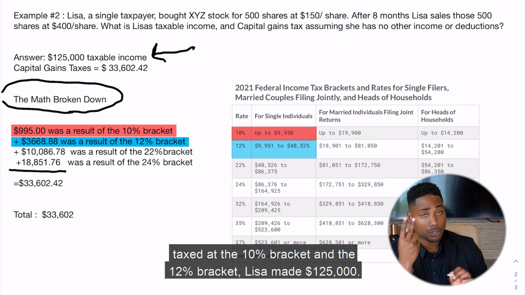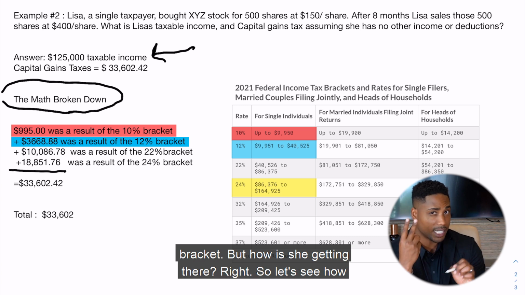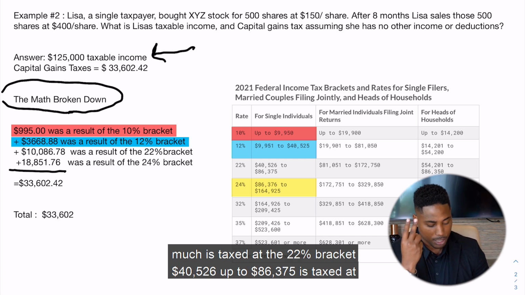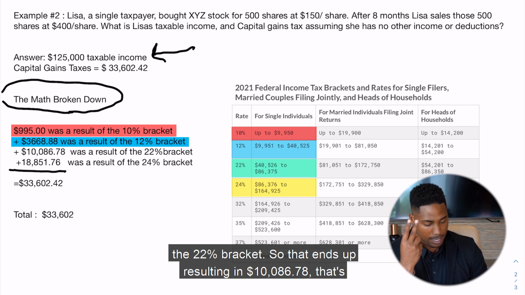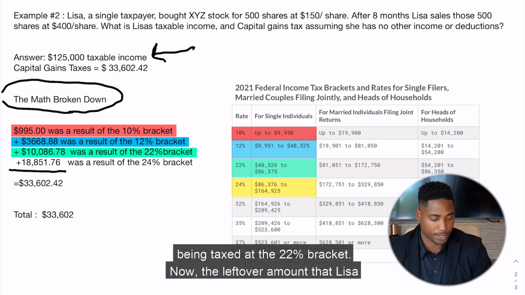Lisa made $125,000. So we know she's gonna end up eventually falling into the 24% bracket, but how is she getting there, right? So let's see how much is taxed at the 22% bracket. $40,526 up to $86,375 is taxed at the 22% bracket. So that ends up resulting in $10,086.78 that's being taxed at the 22% bracket.